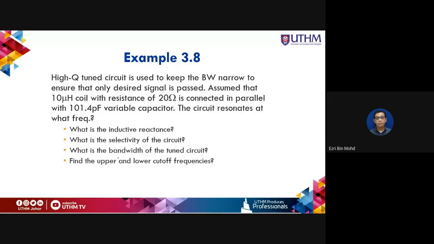Example 3.8. A high Q tuned circuit is used to keep the bandwidth narrow to ensure that only the desired signal is passed. Assume that a 10 microhenry coil with a resistance of 20 ohm is connected in parallel with a 101.4 picofarad variable capacitor. At what frequency does the circuit resonate?